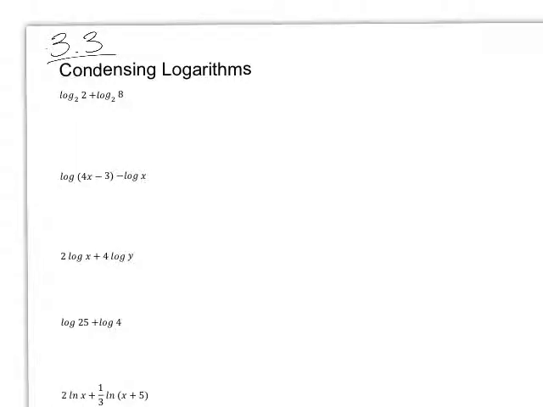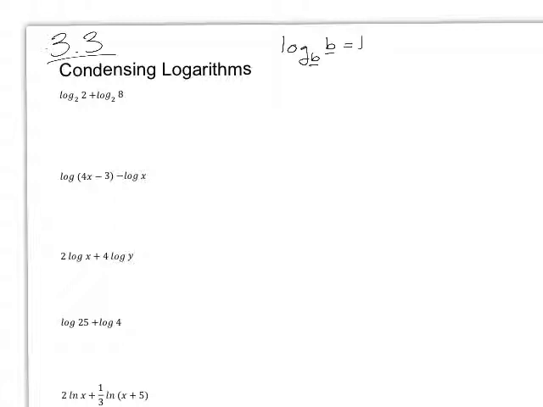This is condensing logs out of the guided notes for section 3.3, properties of logarithms. This first question is a little unusual, only because we have to remember the identity property with this. Again, that is whenever you have the log base b of that same value, when these two match up, this is just equal to 1.